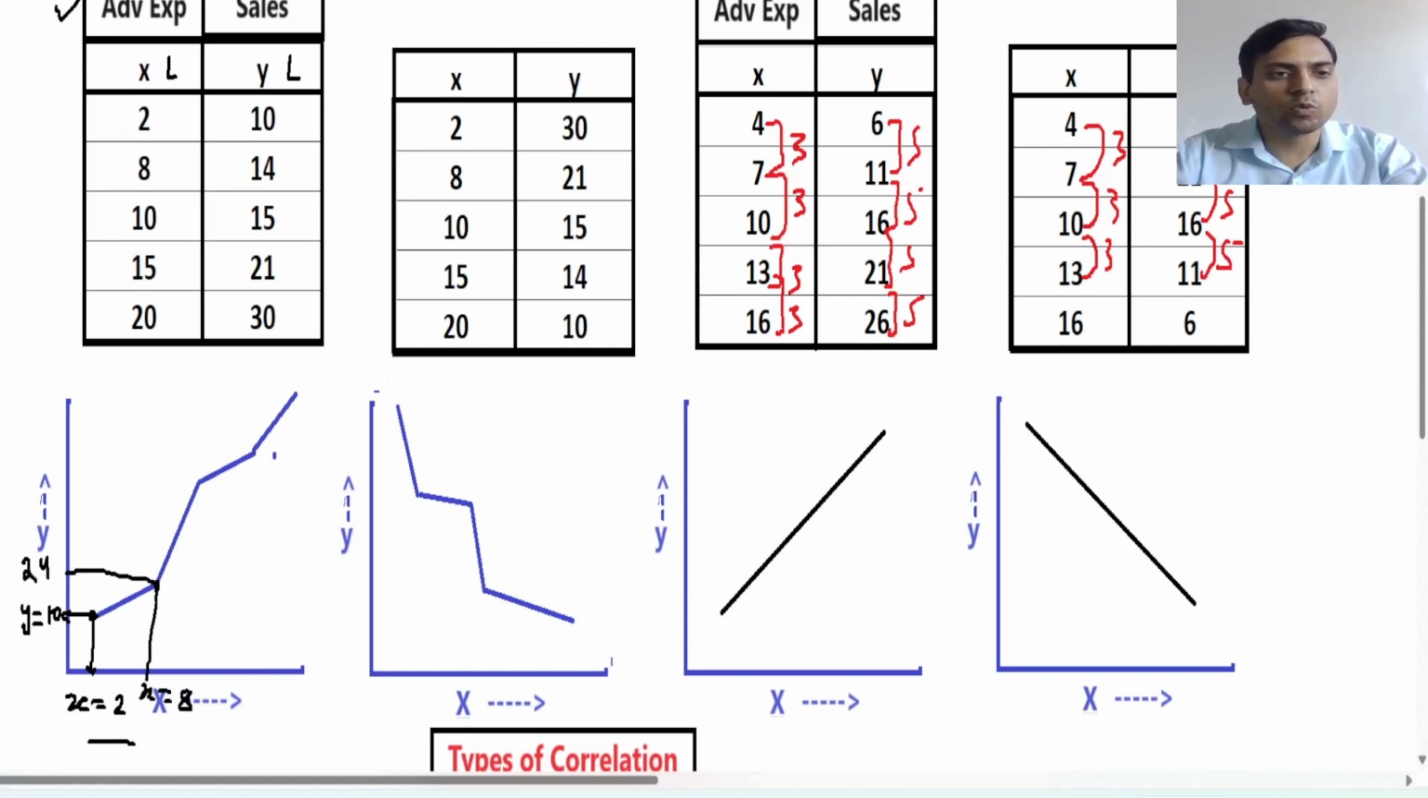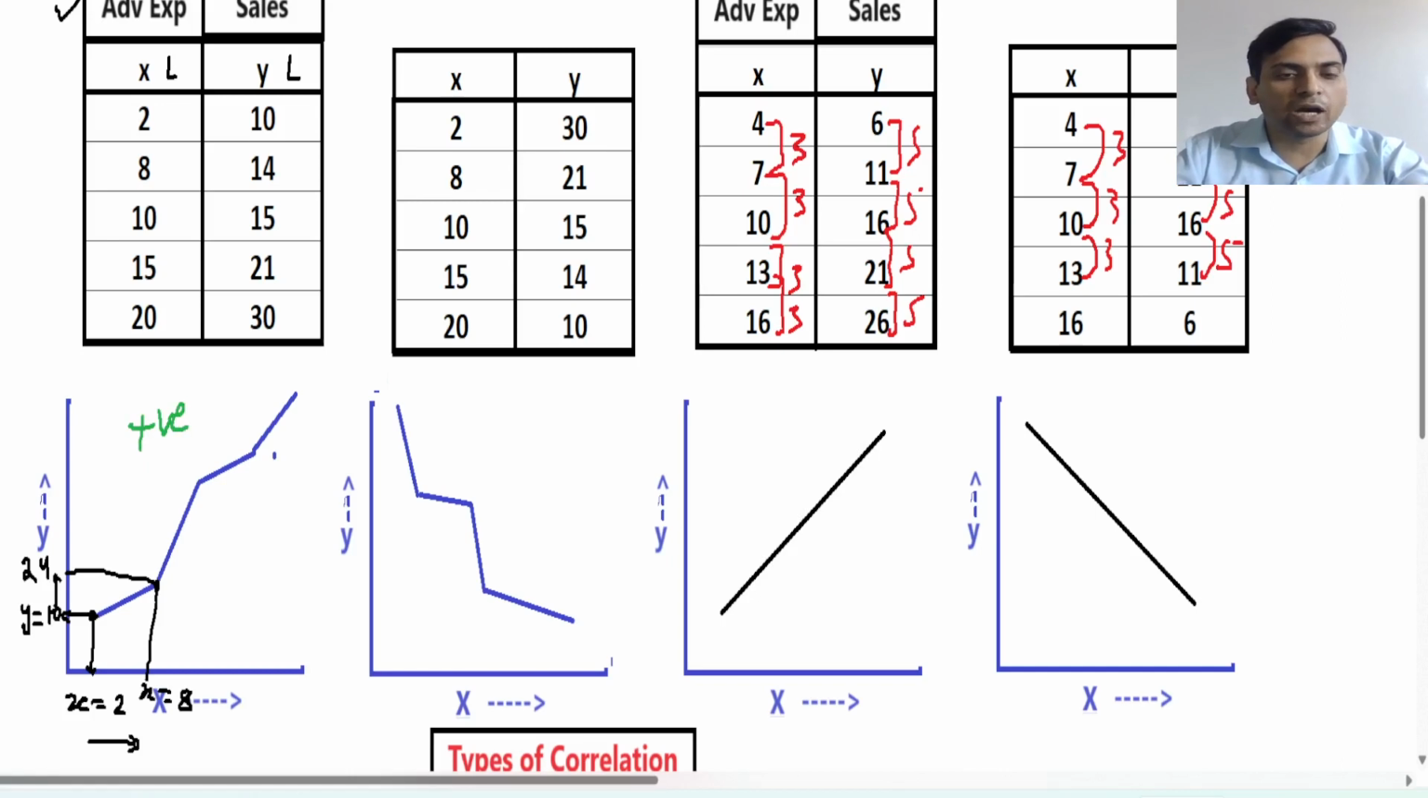So in this case both the things are increasing. First X is increasing, second Y is also increasing. So you will see this upward trend in the graph. So this type of correlation is considered as what? Positive correlation.